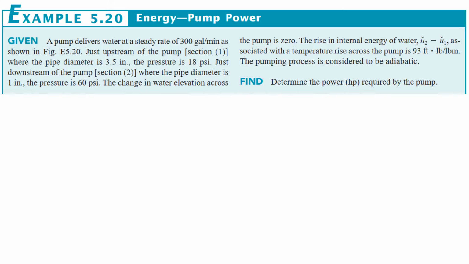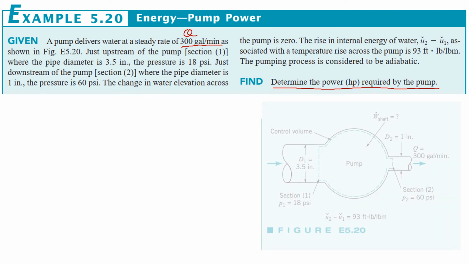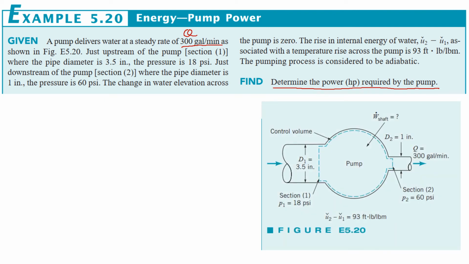Now look at this example. In this example, we are required to determine the horsepower required by the pump. So here we are calculating the horsepower by using our energy equation. So let's read the statement. The pump delivers water at a steady rate of 300 gallons per minute. So this is our volumetric flow rate, as shown in figure 5.20. This is our figure just upstream of the pump. This is the upstream of the pump, section 1. This is our inlet of the pump.